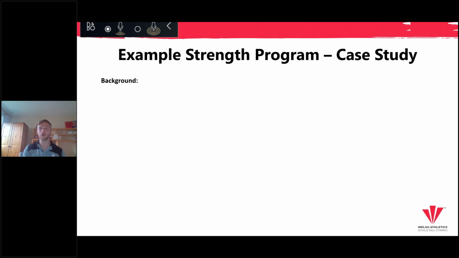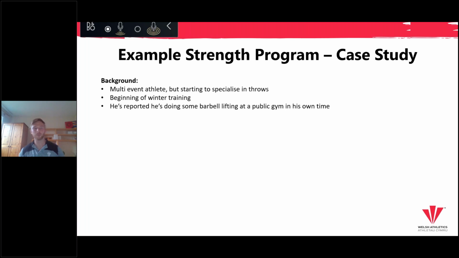And then an example of putting that all together. So again, same athlete, multi-events athlete, but starting to specialize in throws. It's the beginning of winter training, so it's shortly coming out now. He's reported he's doing some barbell lifting at a public gym in his own time.